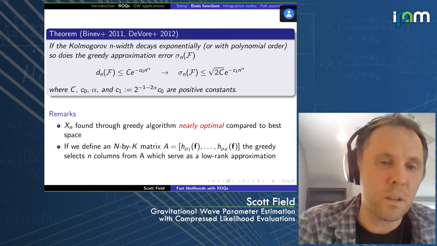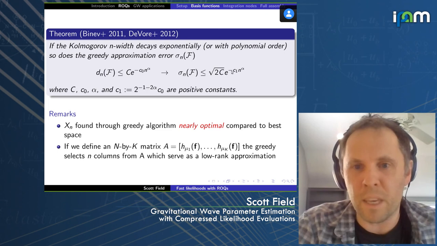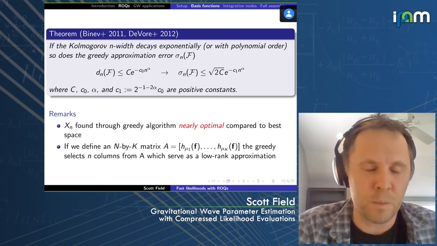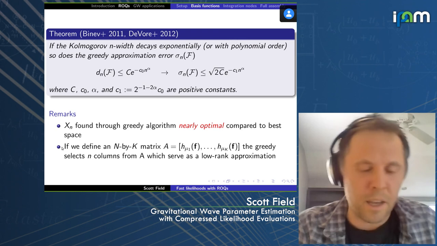The greedy error is given by a similar bound. There are these factors of square root 2c and so on, but notice that we have e to the minus n up here as well. So the approximation power of the space that you get with the greedy algorithm is very comparable to the approximation you would get if you could solve the Kolmogorov n-width case. So it's nearly optimal. And in practice, this is really a numerical linear algebra problem like most things are.